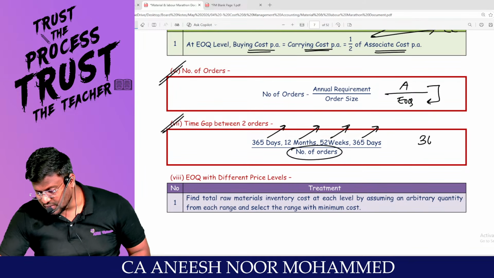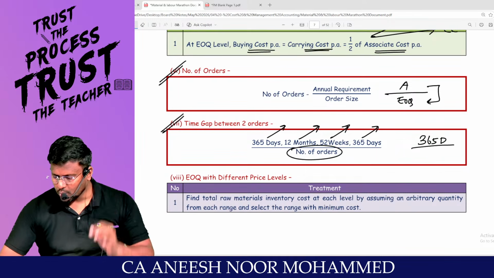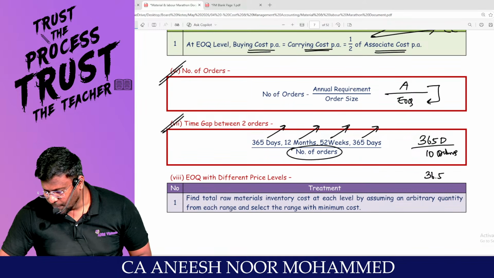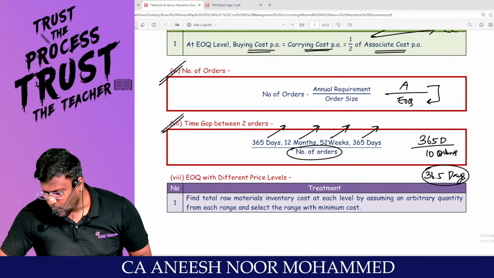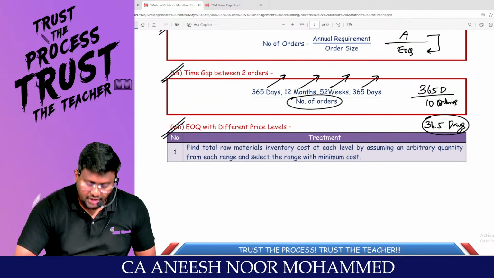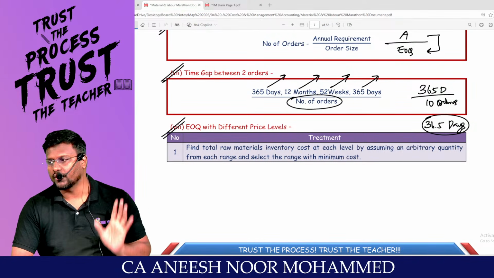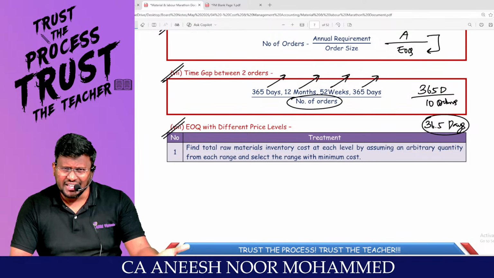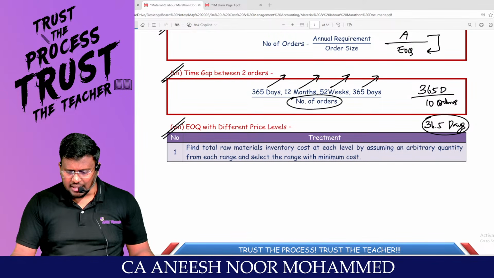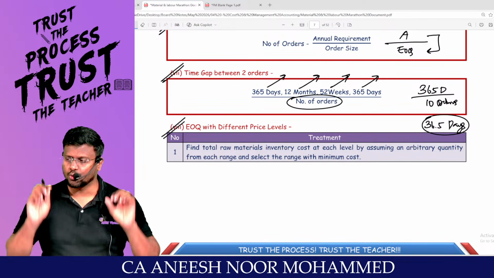In the sense, sir, 365 days are there in a year. For example, if you are going to make 10 orders totally, that is the number of orders, so the days between order number 1 and order number 2 will be 36.5 days. And if the price of the goods changes, automatically EOQ level will change. Because if the price changes, carrying cost per unit per annum will change. Why? Because carrying cost per unit per annum is based upon the price of the goods.